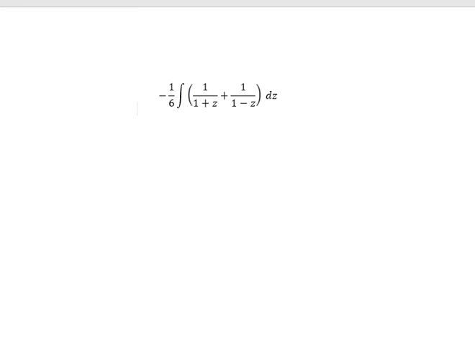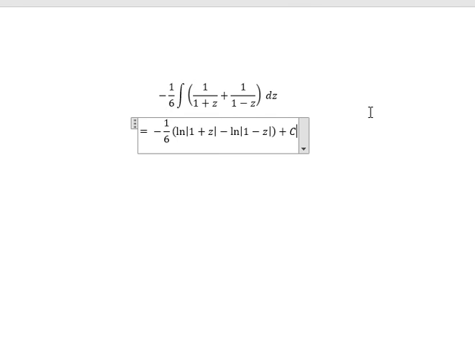And now we can get the final answer. The integral of 1 over 1 plus z, you will get ln, that's natural log, and we have 1 plus z in the absolute value. We have the negative because we have the minus next to the z, that's why we have the negative in here. So we have ln 1 minus z in the absolute value, and we have c as the constant.